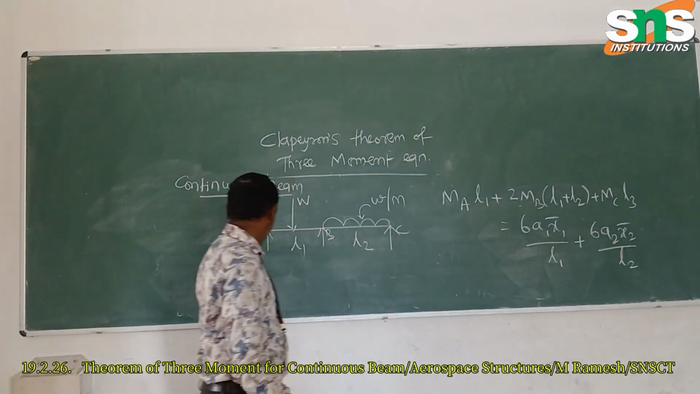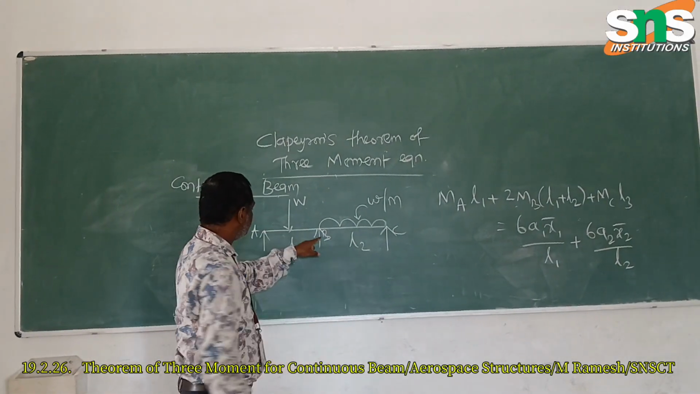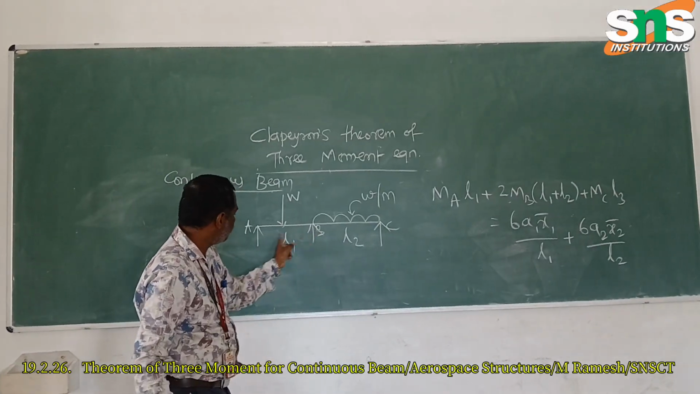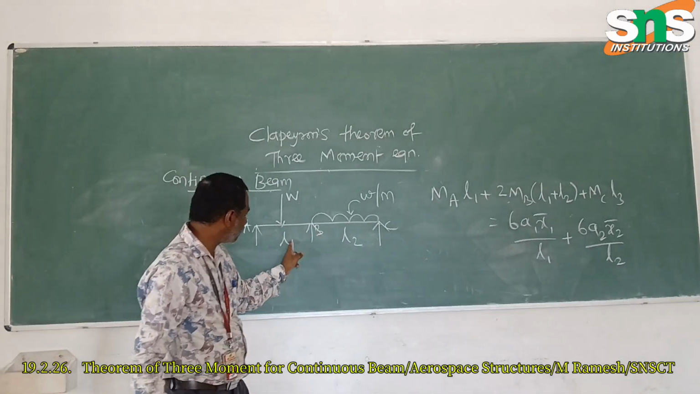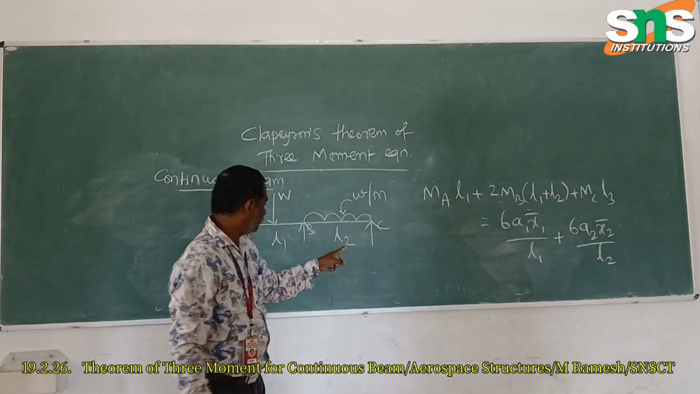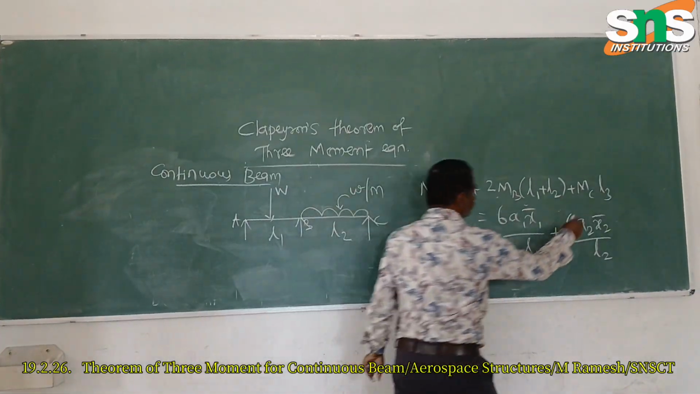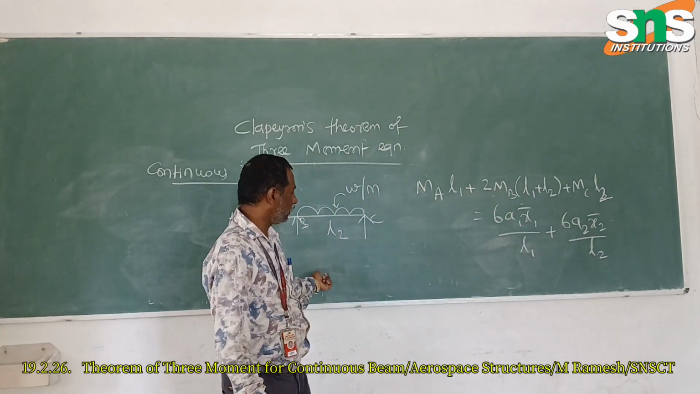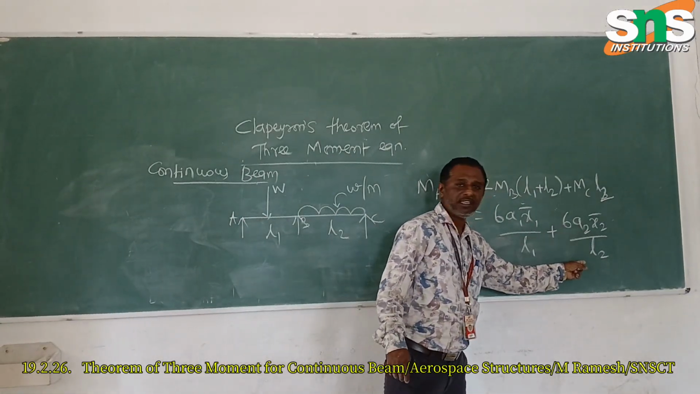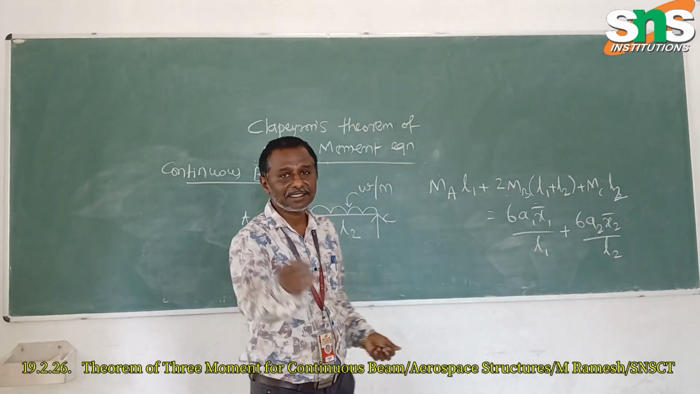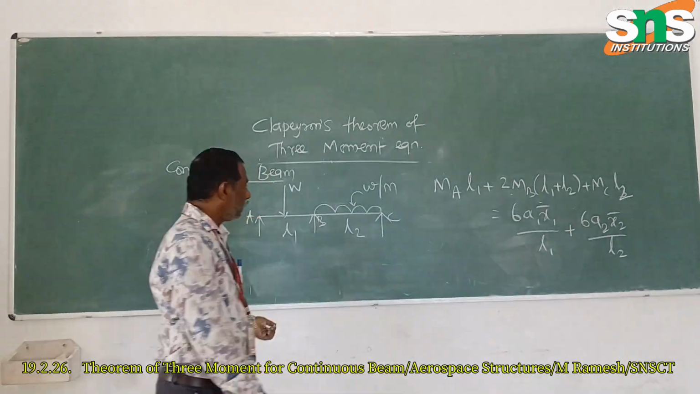So MA into L1 plus 2 times MB into (L1 plus L2), where B is the junction of L1 and L2, plus MC into L2, that is equal to 6A1 x̄1 by L1 plus 6A2 x̄2 by L2. This is the three-moment equation as discussed in the previous class.